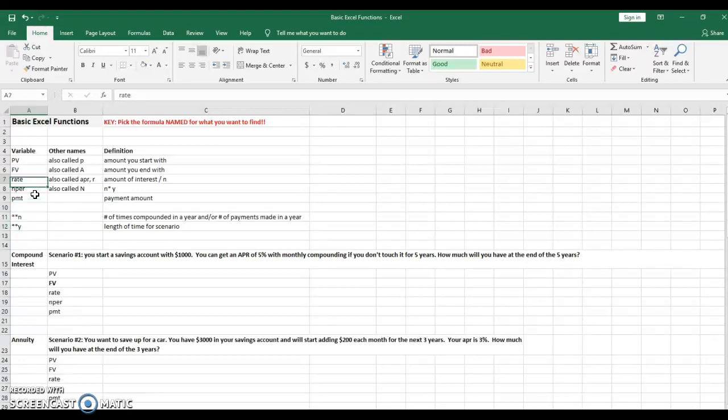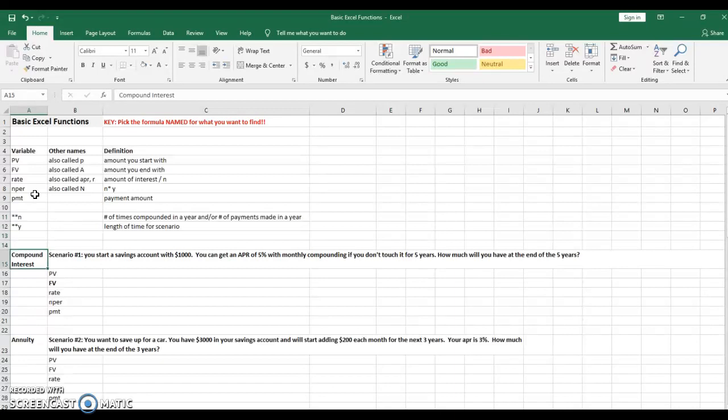So back up here, rate is going to be your APR divided by N. Then N per. This is often called capital N if you're doing things by hand, and it's really just little n times Y. So how often are you compounding or making payments times how long are you doing it for. And then PMT is your payment amount. Okay, so now that you know those, the key to using Excel is to pick the formula that is named for what you want to find.